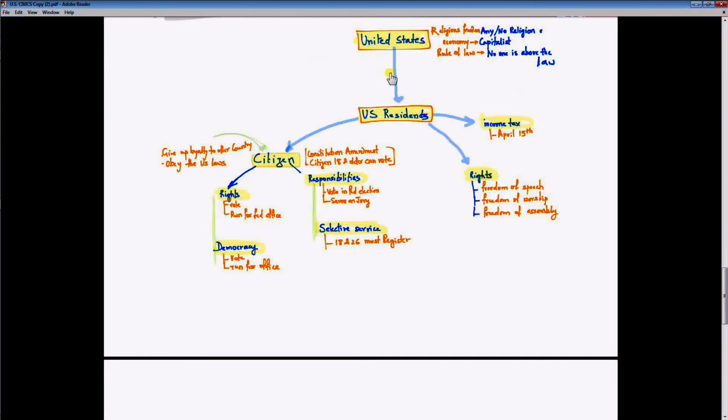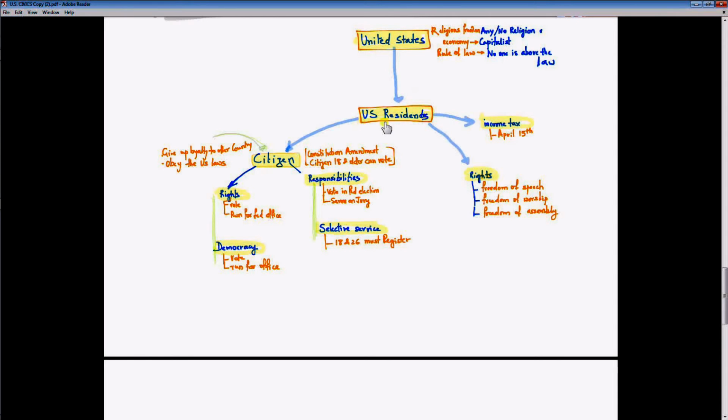The United States is a land of immigrants. However, it gives freedom at every level. If you see, they give religious freedom, they give economic freedom. You can practice any or no religion. The economy is capitalist, so it's market driven. The market decides everything. There's a rule of law. Basically, no one is above the law. So you get fair treatment all throughout. Not even the government can take away the rights.